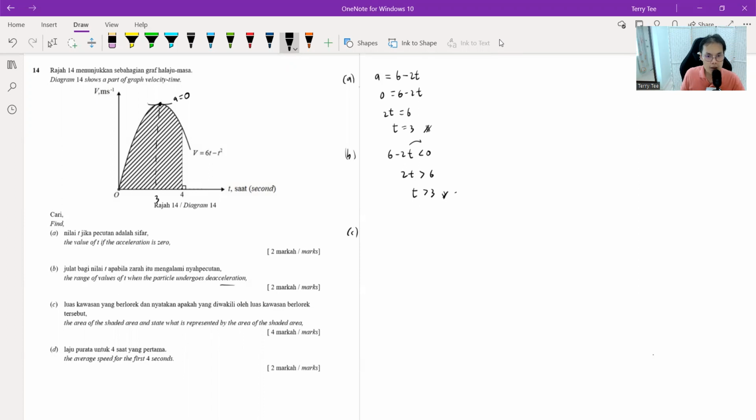Next, find the area shaded region and state what it represents. Yeah. What is represented by the area shaded region. Okay.